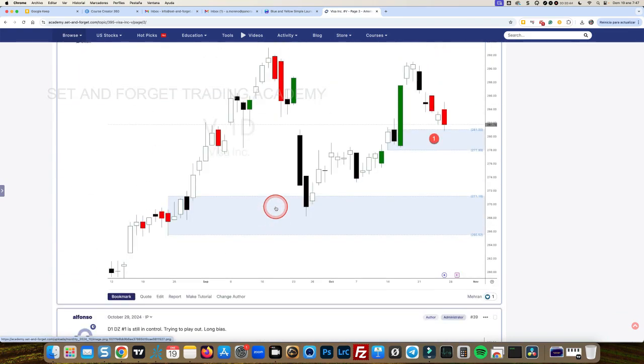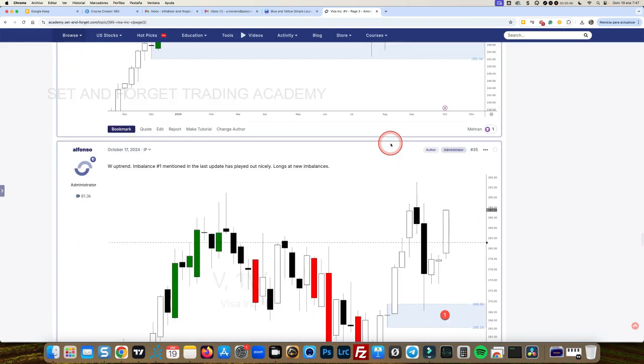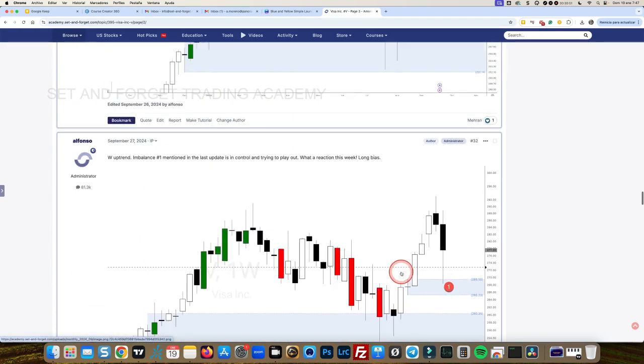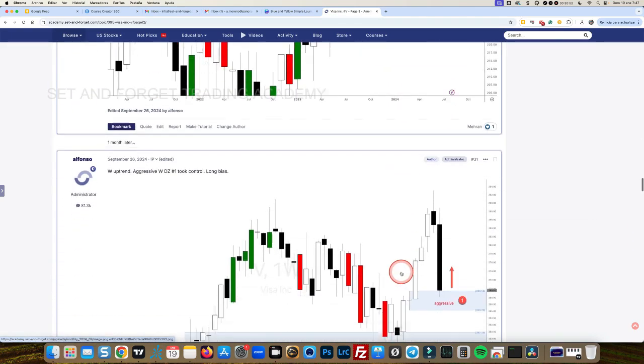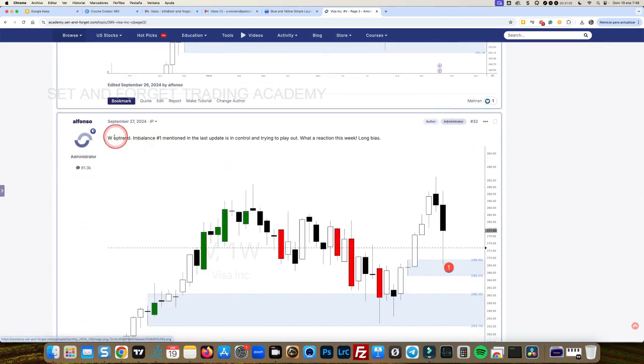September, October, this is October. Okay, where is it? Okay, over there. Okay, there it is. September 26th, weekly uptrend, aggressive demand on the weekly took control. We are expecting the rally. And then a few days later, uptrend, imbalance mentioned, update is in control, trying to play on. What a reaction this week. I'm talking about this large bullish candle, which is great.